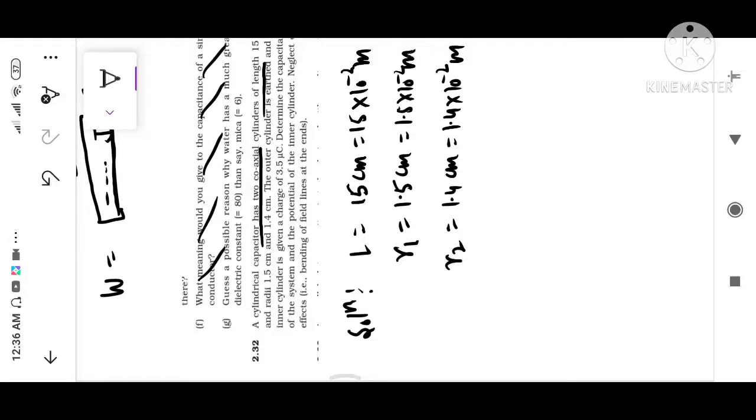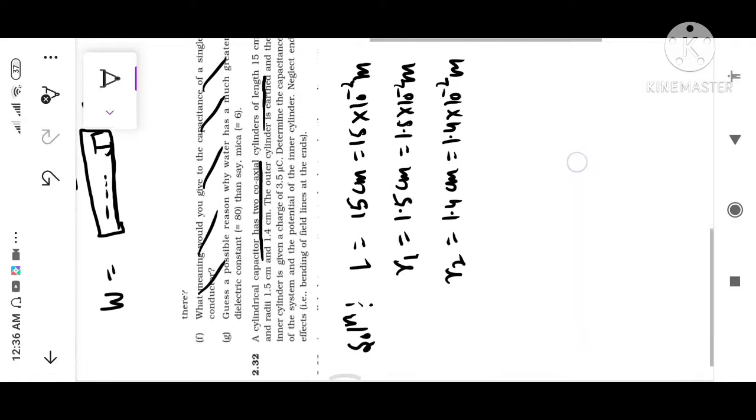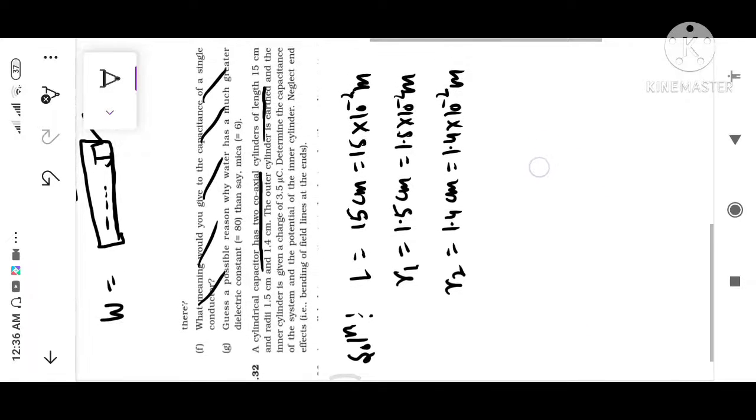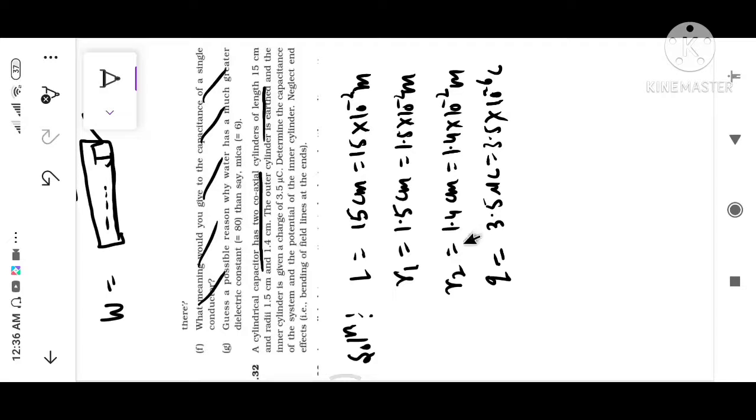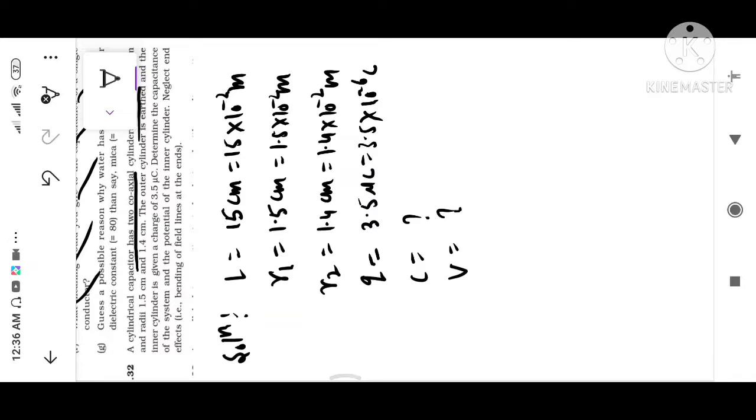Now what is asked: the outer cylinder is earthed and the inner cylinder is given a charge of 3.5 microcoulomb. Okay, so Q is given here. One is earthed, so Q is equal to 3.5 microcoulomb, equal to 3.5 into 10 raised to minus 6 coulomb. Determine the capacitance of the system and potential of the inner cylinder. Okay, so they are asking capacitance is equal to what, and potential of inner cylinder is equal to what. Neglect the effect of bending of field lines at the ends. Okay, so this is not required because data is given here.